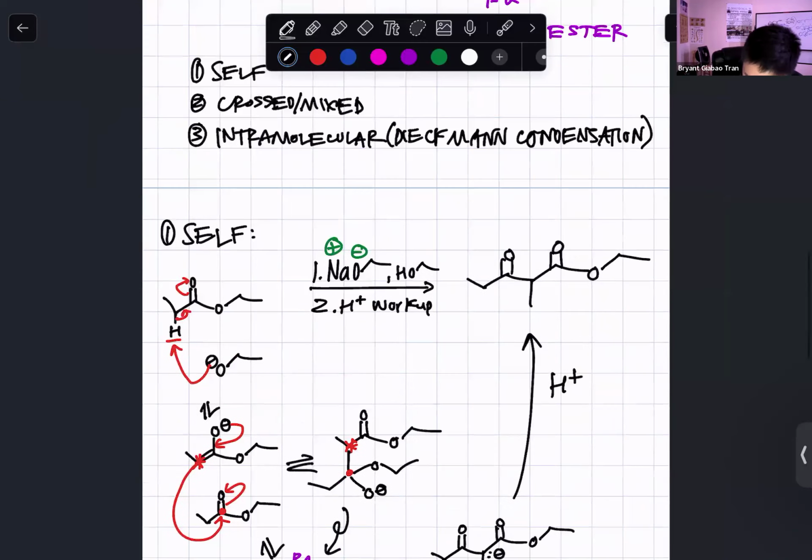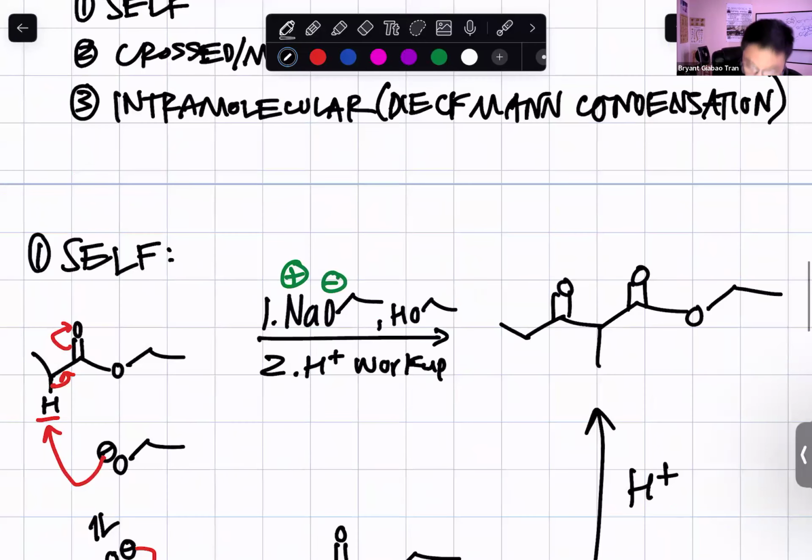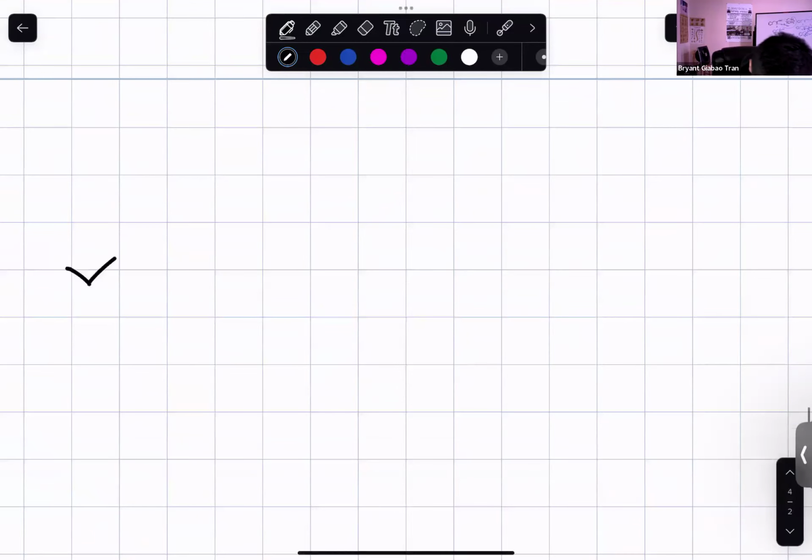To predict the product quickly, I'm gonna show you here, and then I'm gonna give you another example problem on that. So if this was self-Claisen, actually let me do it here.